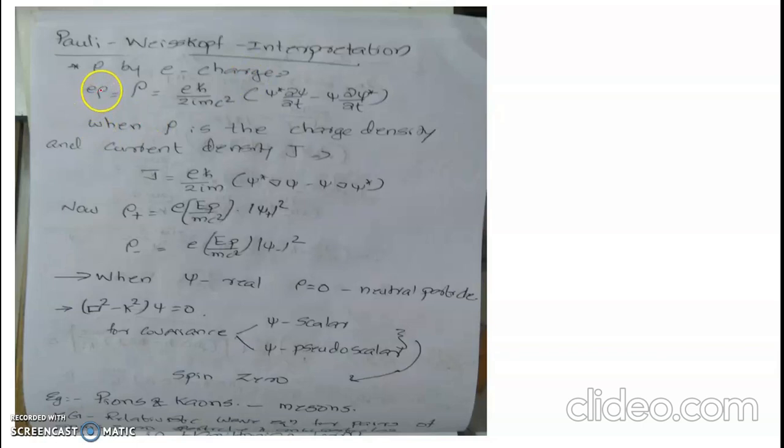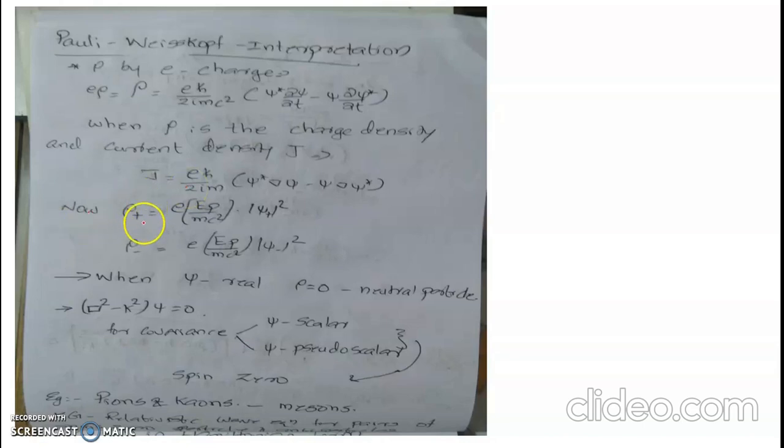Now, once you multiply rho by e, we obtain e rho, which is written as a capital rho, the charge density from here onwards. If it is small rho, it is of course the position probability density, equal to e ħ by 2imc² into ψ* ∂ψ/∂t minus ψ ∂ψ*/∂t. When rho is the charge density and J is the current density, then J equals eħ by 2im into ψ* grad ψ minus ψ grad ψ*. It can also have two different choices corresponding to the flow of positive charges and negative charges.